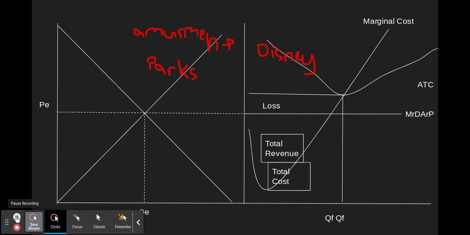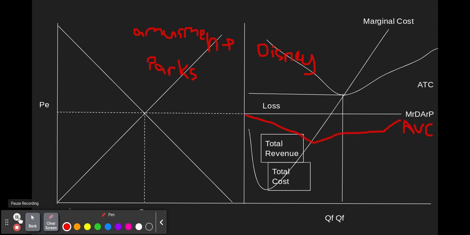So this comes down to decision-making time. Will they, in the short run, stay open or close? To be able to stay open, the firm must be able to cover their variable costs, meaning that the price that they're selling it at must be above what the variable cost is. In this case, it is.